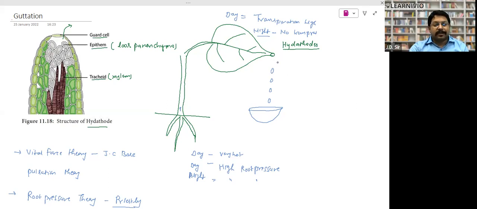This is called guttation, and basically these pores have a special name. These pores are called hydathodes. So water will keep on coming out from this plant at night through these hydathodes. This process is called guttation. Tell me, is it clear?